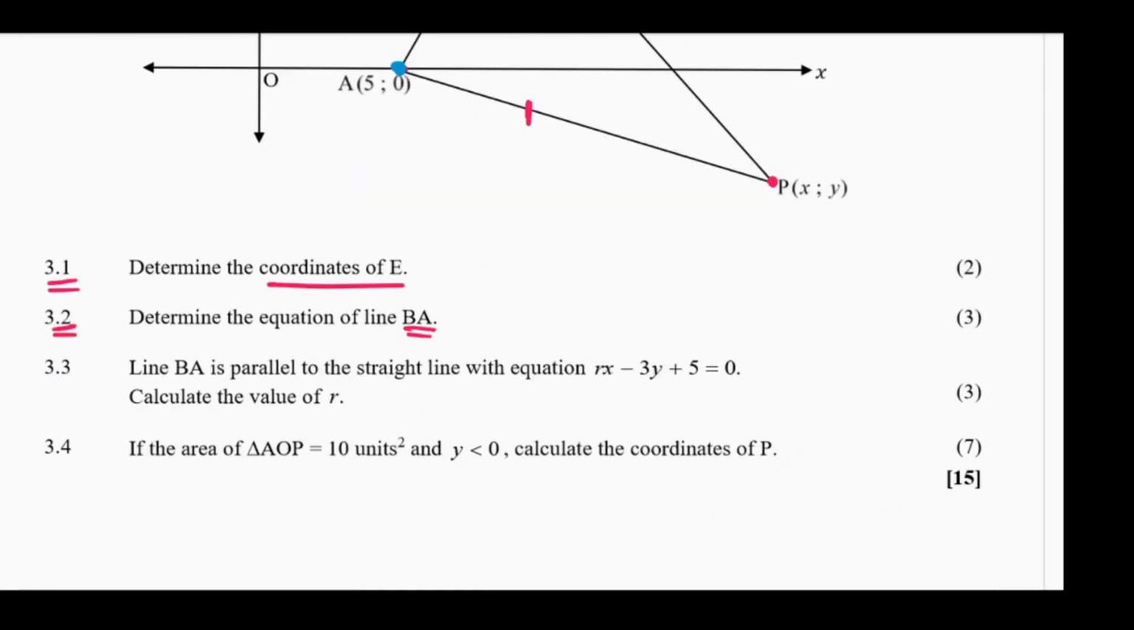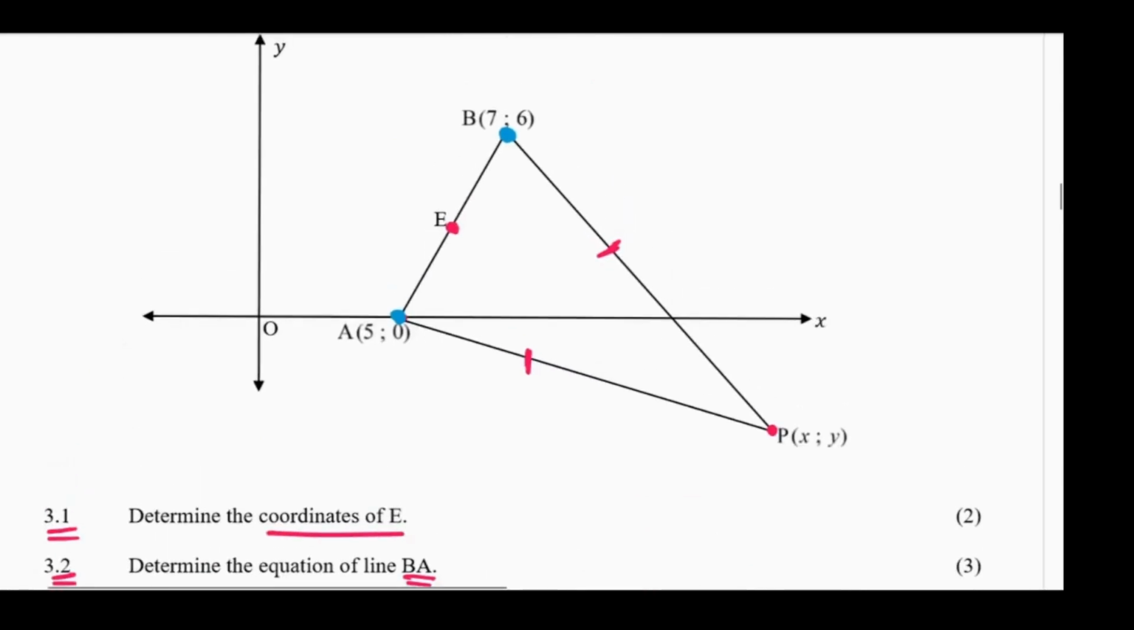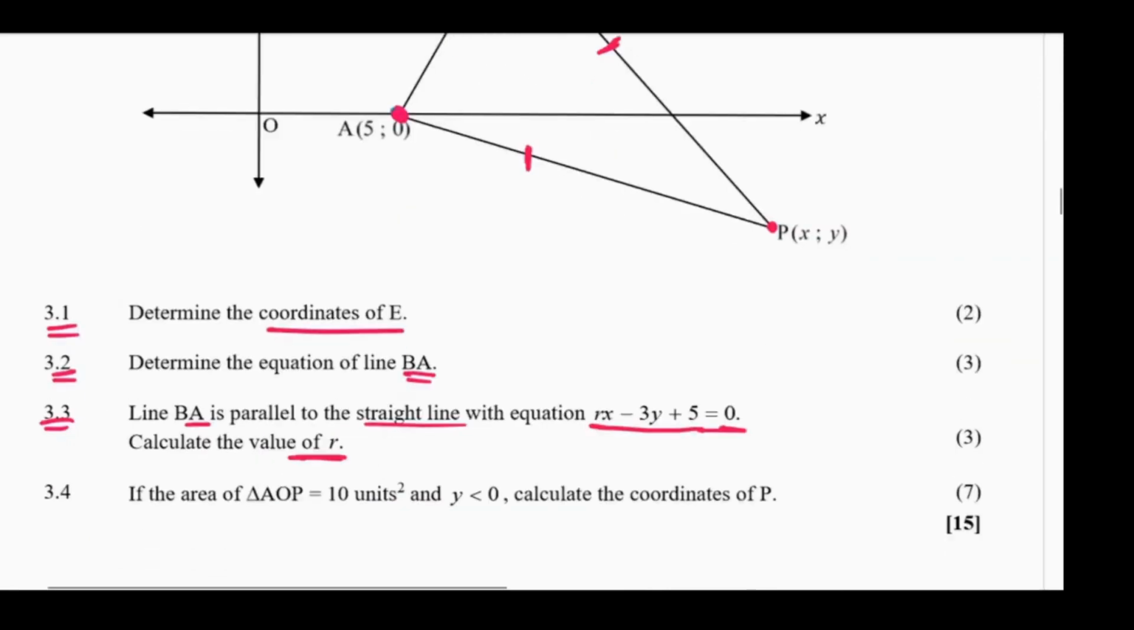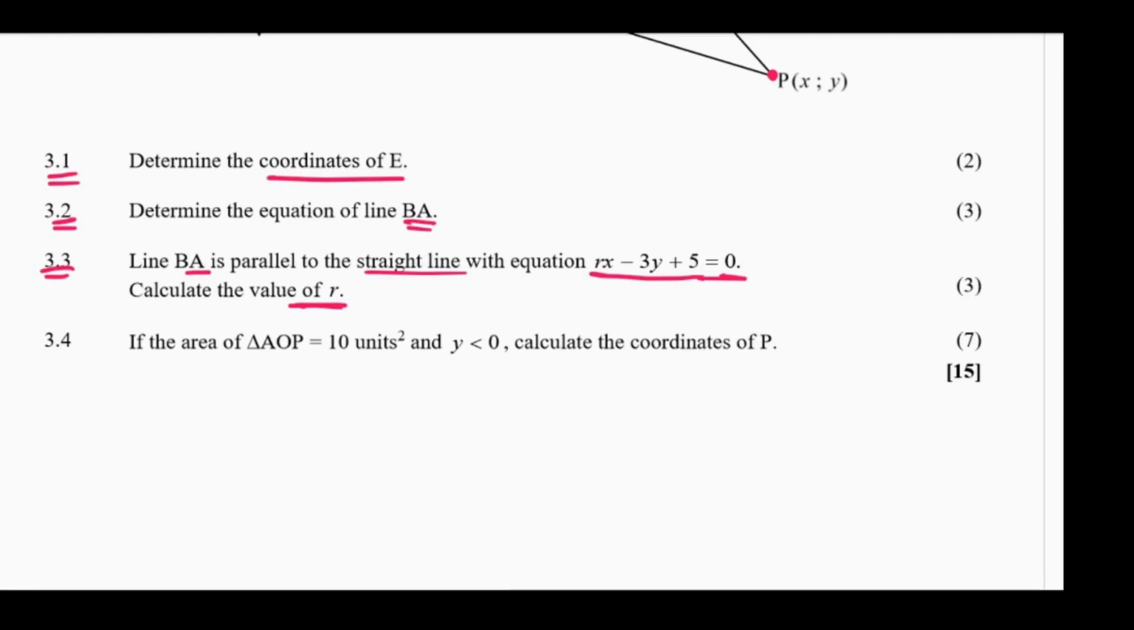Now 3.3 says that line BA is parallel to the straight line which has this equation here. So calculate the value of R. What we need to know is this line BA is parallel to a straight line. We don't know it according to the diagram, but we know the equation of the straight line, which is this one here that is given, right? Another thing that we need to note is that parallel lines have equal gradients.